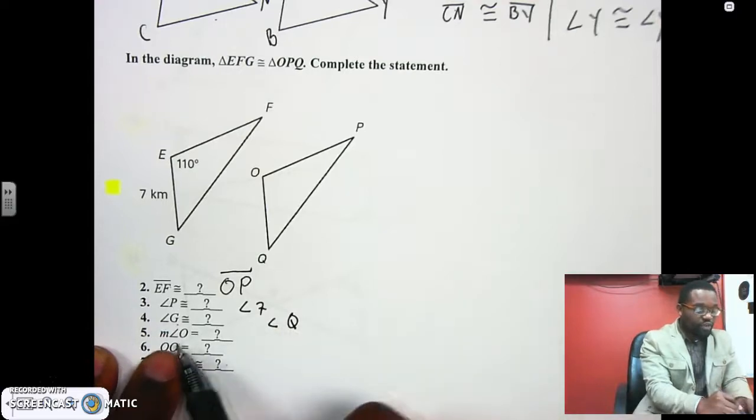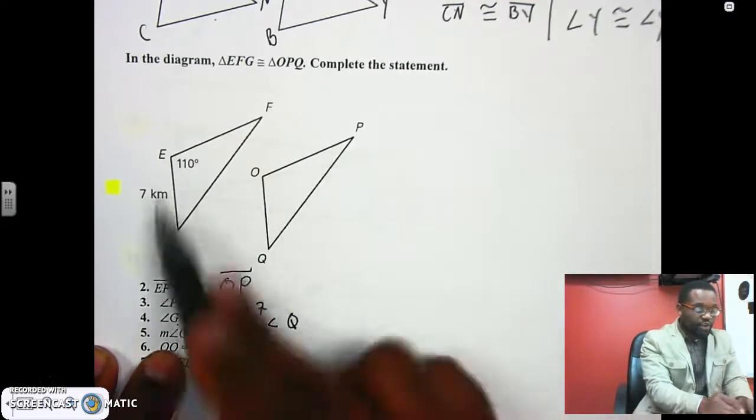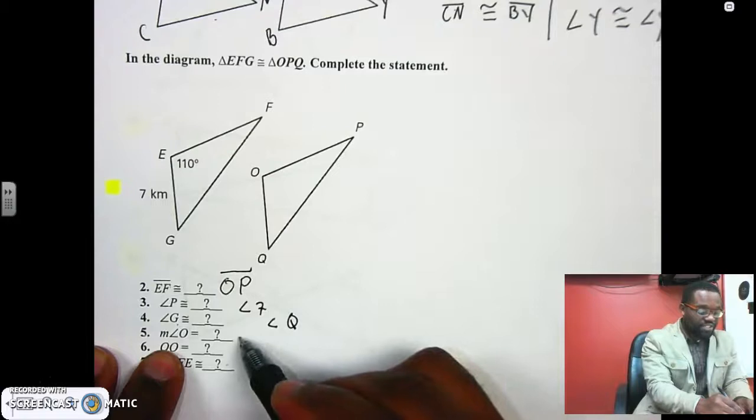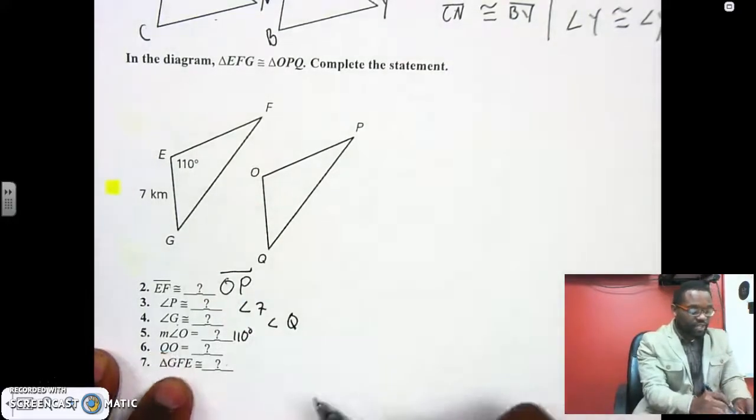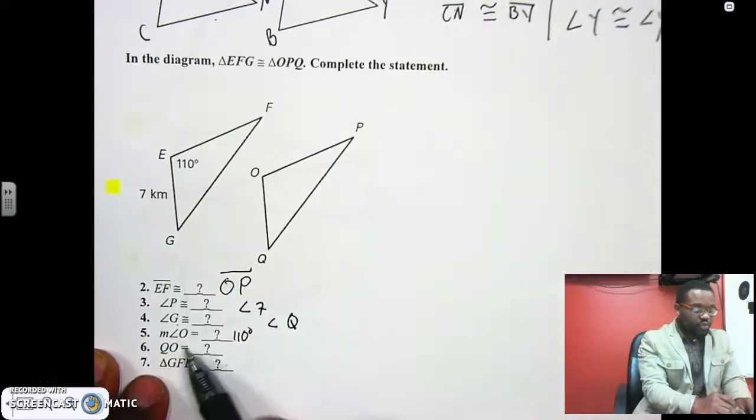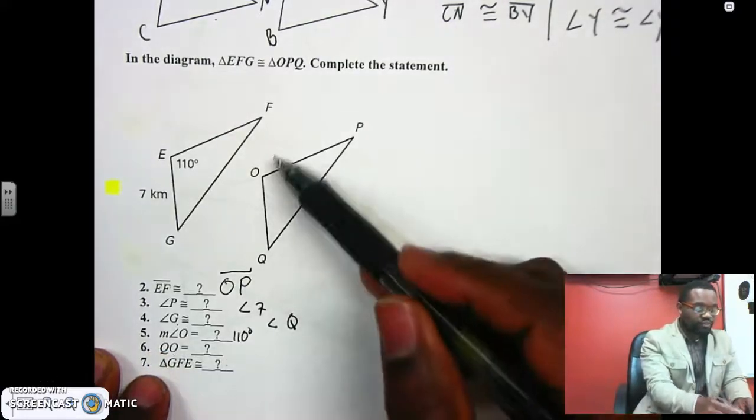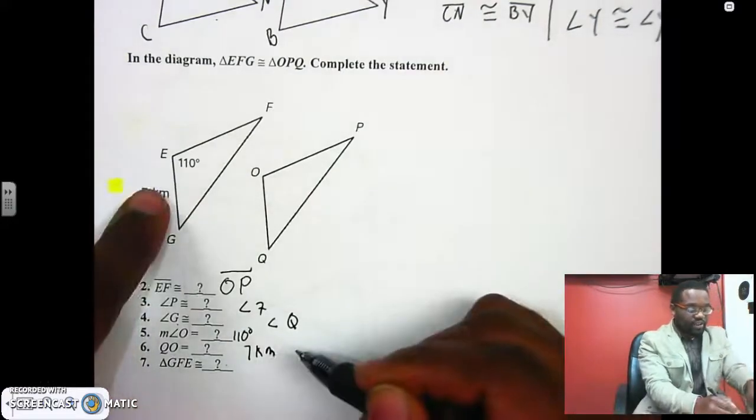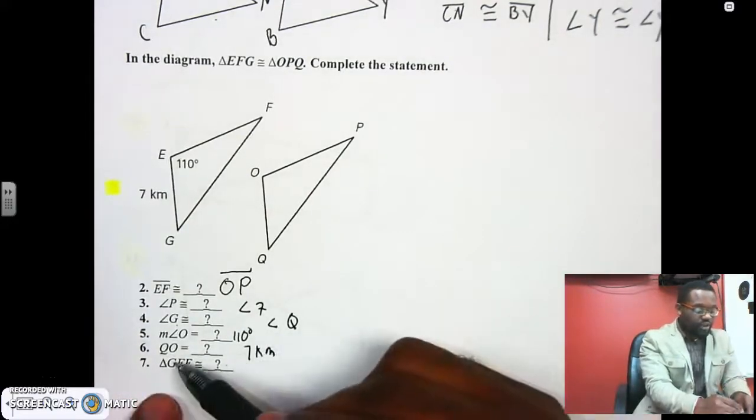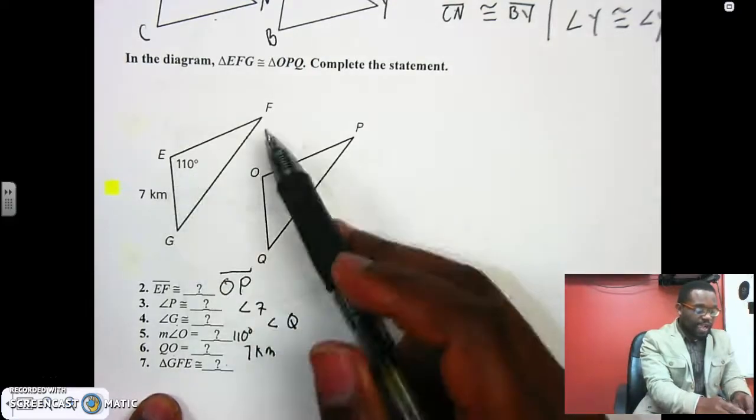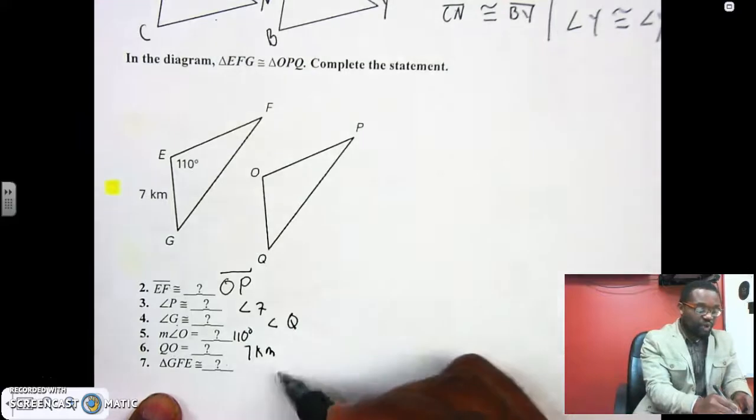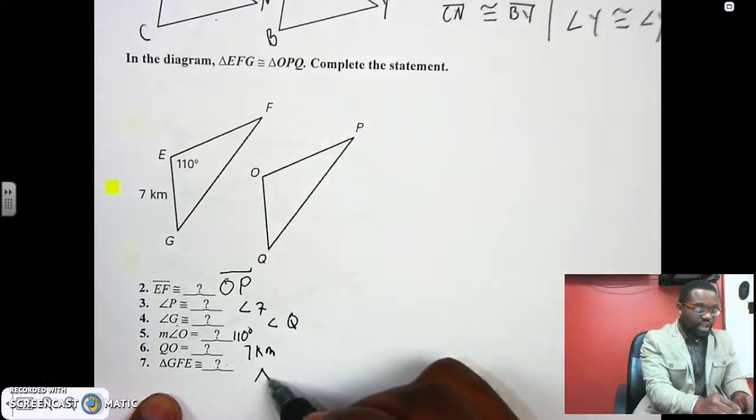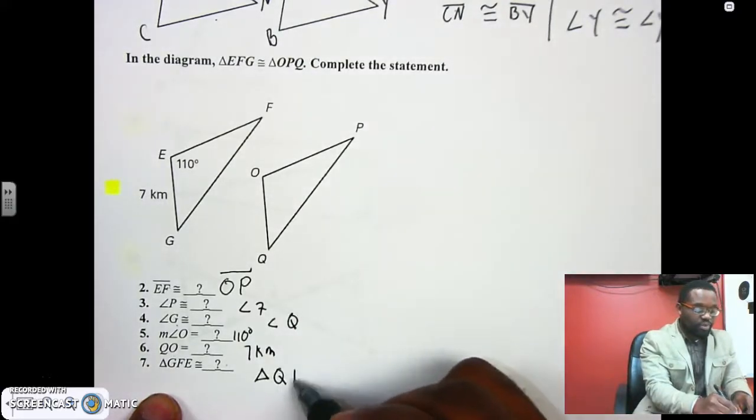Angle G is congruent to angle Q. The measure of angle O. If these two are congruent, the measure of angle O has to be 110 degrees, just like this measure of angle E. QO equals 7 kilometers, just like this side over here. And triangle GFE is congruent to, and see how they wrote it, GFE, so I got to write it in the same way. It's congruent to triangle QPO.